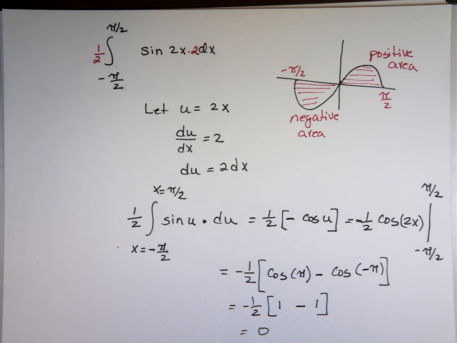But in this case, that's why your answer is really 0, because you got a positive area and negative area, and they're canceling each other out.